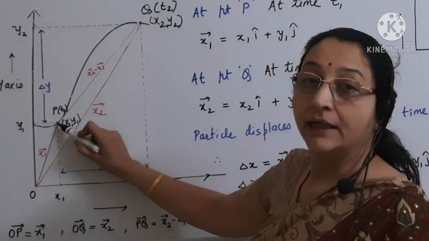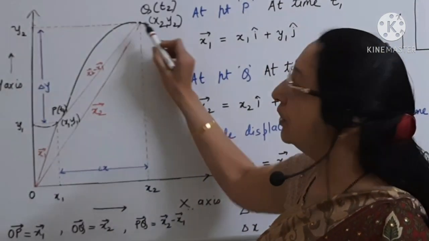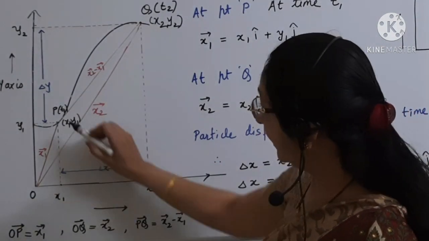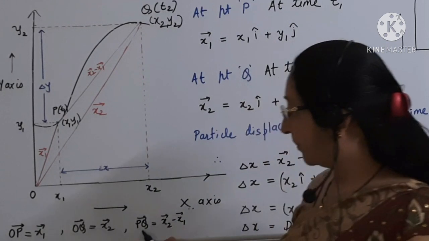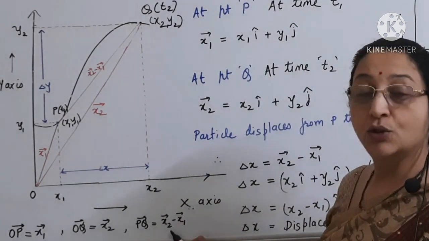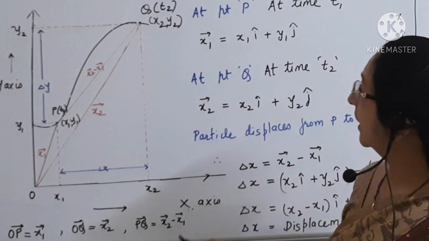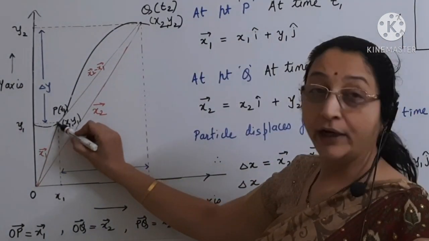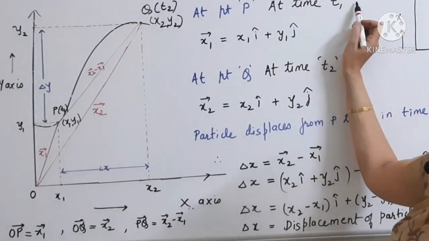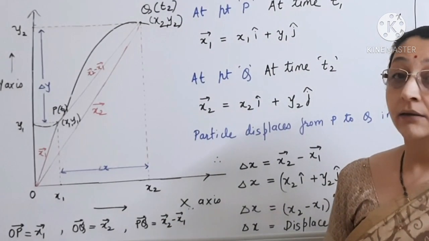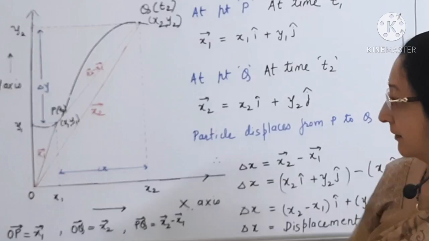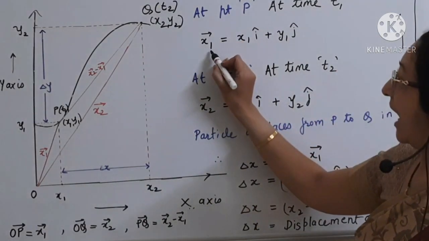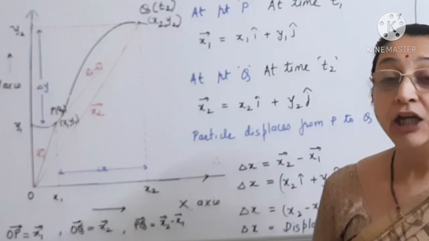Now we join point P to point Q. So we get vector x2 minus x1, or we get vector PQ. So vector PQ is vector x2 minus vector x1. Now at point P, when the particle is at point P, which is at time t1, how can we represent this position vector OP or this vector x1? We have to write x1 into two components.